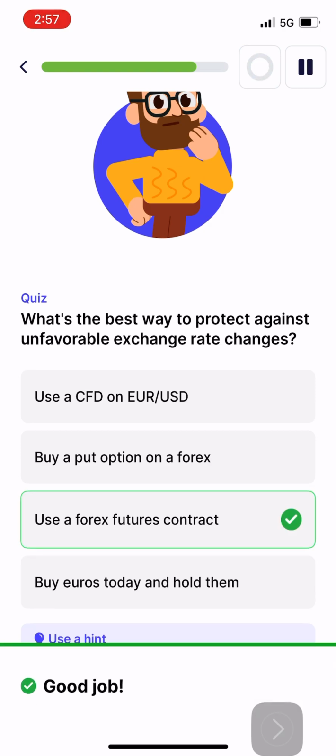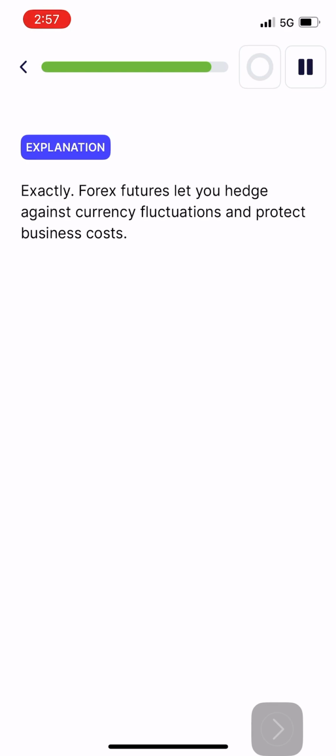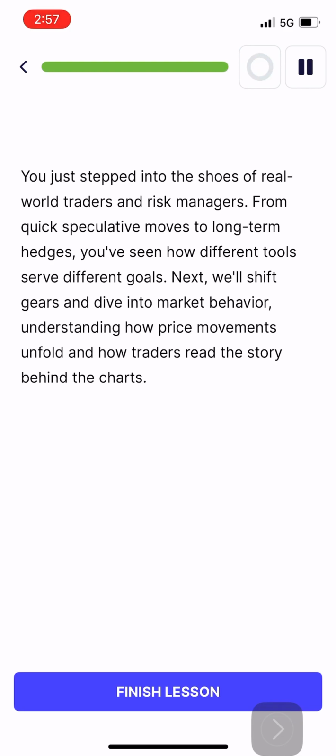Yes, you're right. Exactly. Forex futures let you hedge against currency fluctuations and protect business costs. You just stepped into the shoes of real world traders and risk managers. From quick speculative moves to long term hedges, you've seen how different tools serve different goals.